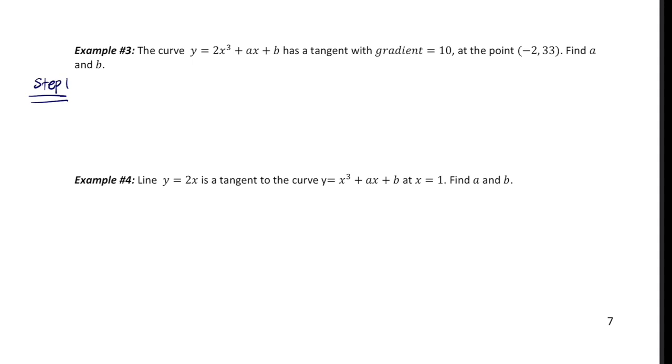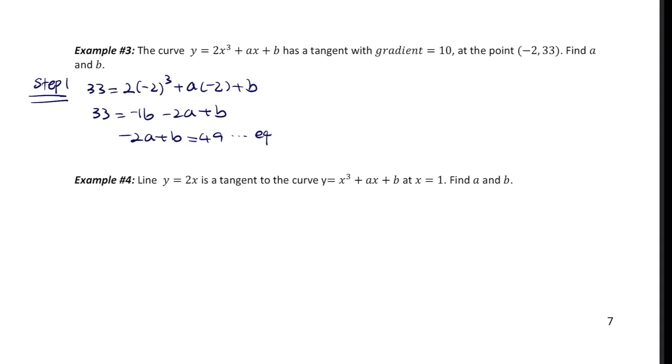Okay, so step 1 is already done. We have found 33 is equal to the y value when the x value is equal to negative 2, right? So we can substitute 33 and the negative 2 into the equation. Then we can simplify it as 33 equals negative 16 minus 2a plus b. Then minus 2a plus b is equal to 49. So we got equation 1, right?